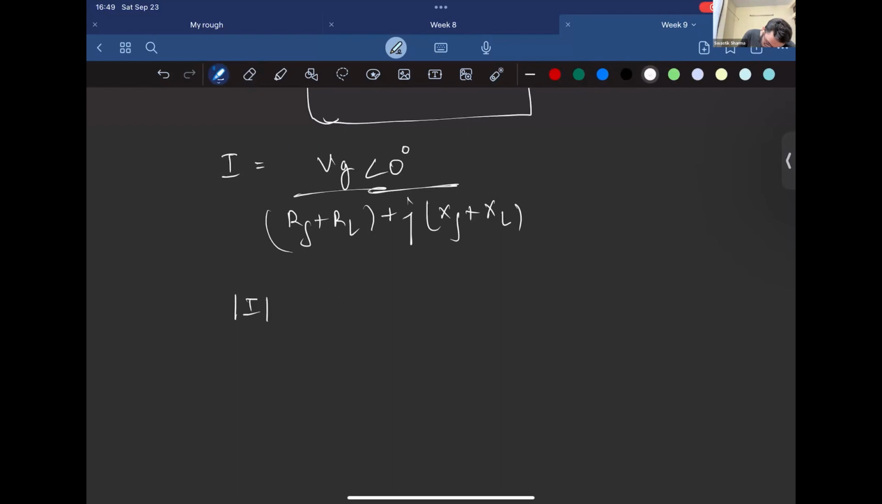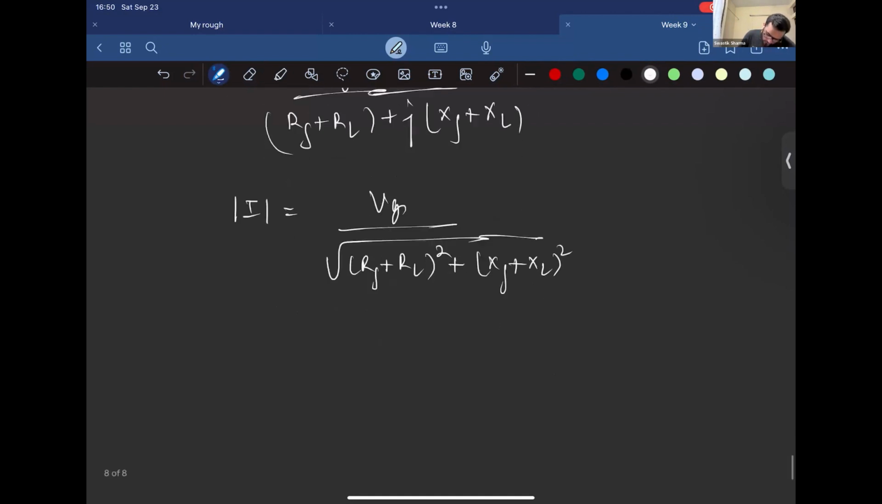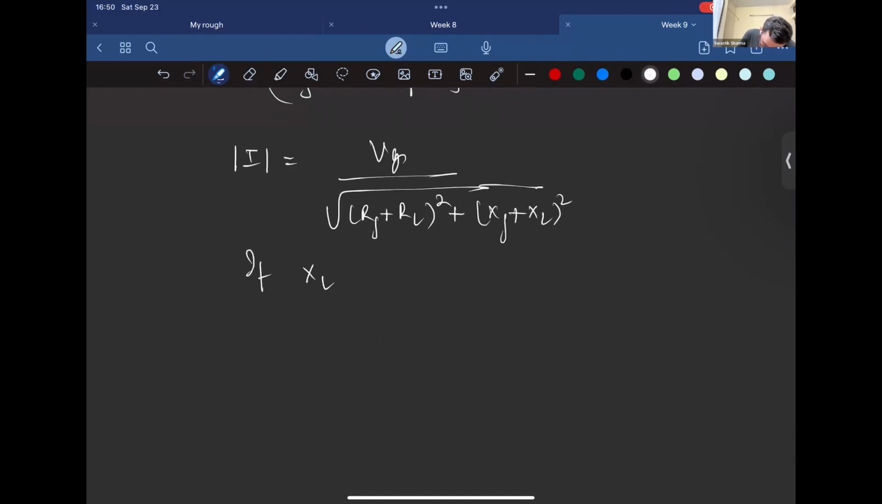Let's write in terms of magnitude because that's what we are concerned about. So if XL is negative of XG, the impedance would be only resistive in nature, right? So that means I is what? Vg upon Rg plus RL, right? Now tell me, at what value of RL will the circuit have, let's say, maximum power?